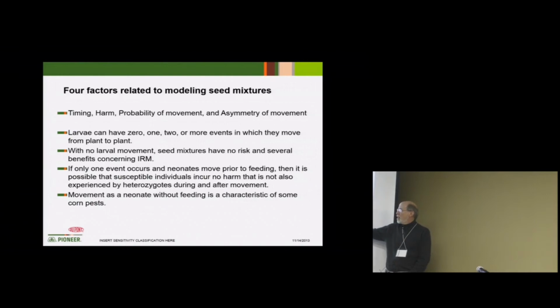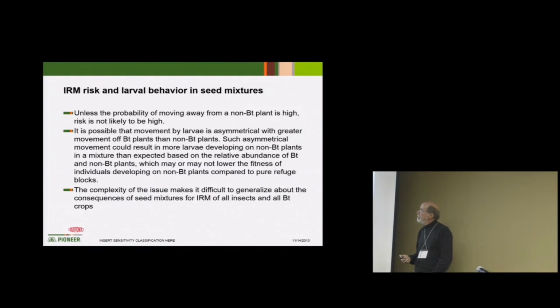If only one event occurs in which the larvae move, and if the neonates move prior to feeding, then it is possible that susceptible individuals incur no harm that is not also experienced by heterozygotes during and after movement. Movement as a neonate without feeding is a characteristic of some corn pests. So unless the probability of moving away from a non-BT plant is high, risk is not likely to be high. And as I said, there could be asymmetry, and the complexity of the issue makes it difficult to generalize.